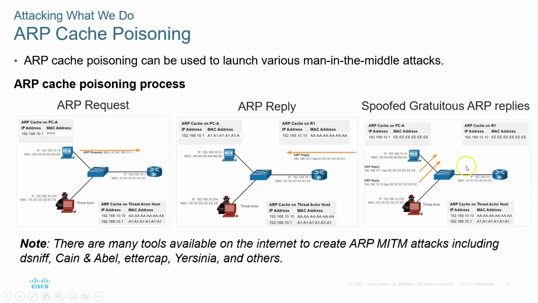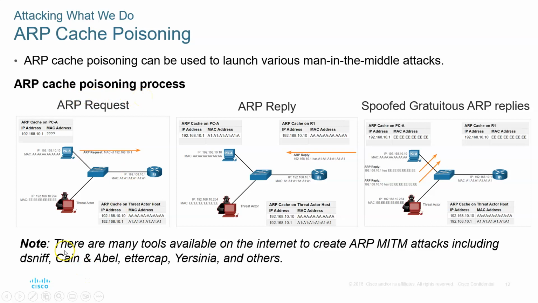And then what does PCA do? It will say, hey, 192.168.10.1, which is the default gateway, is this guy's MAC address. So now when he wants to get on the internet, he's going to send the data to the attacker. He looks at it and he can send it out for you. You have no idea that this guy is actually getting your data before it goes on the internet. That's what cache poisoning means.